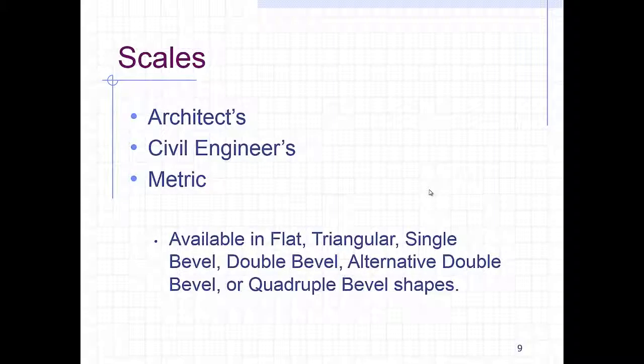So there's multiple different types of scales. We're focusing on the architect scale, and we're using a triangular architect scale, so that gives us 6 sides basically that we can measure on.